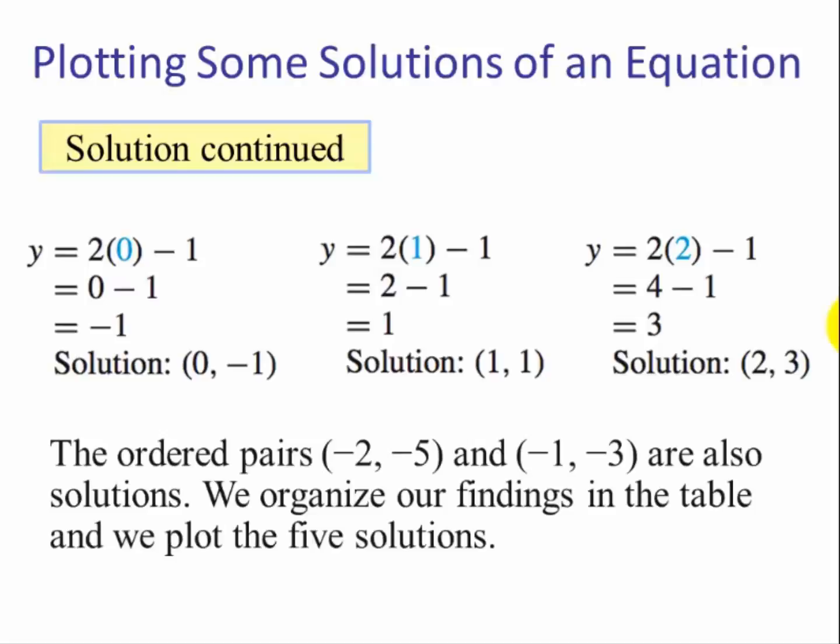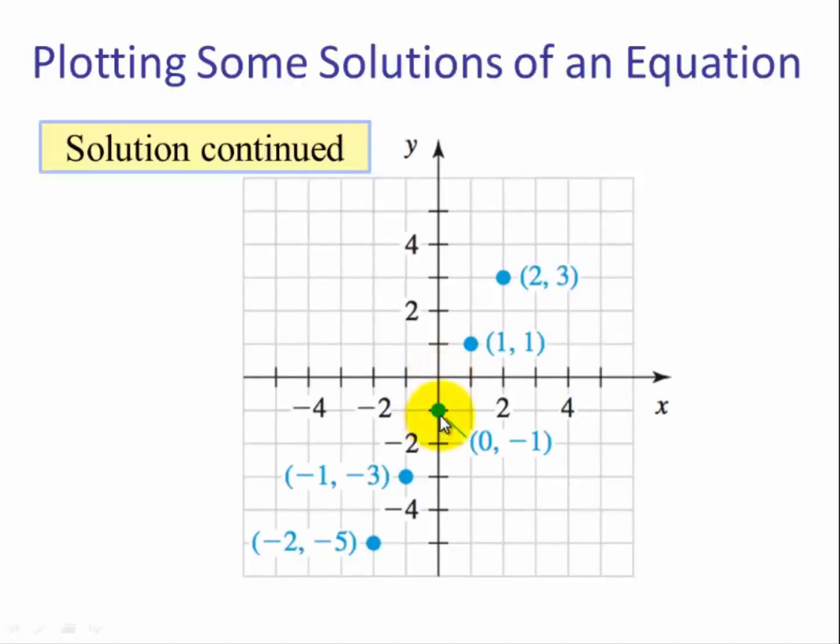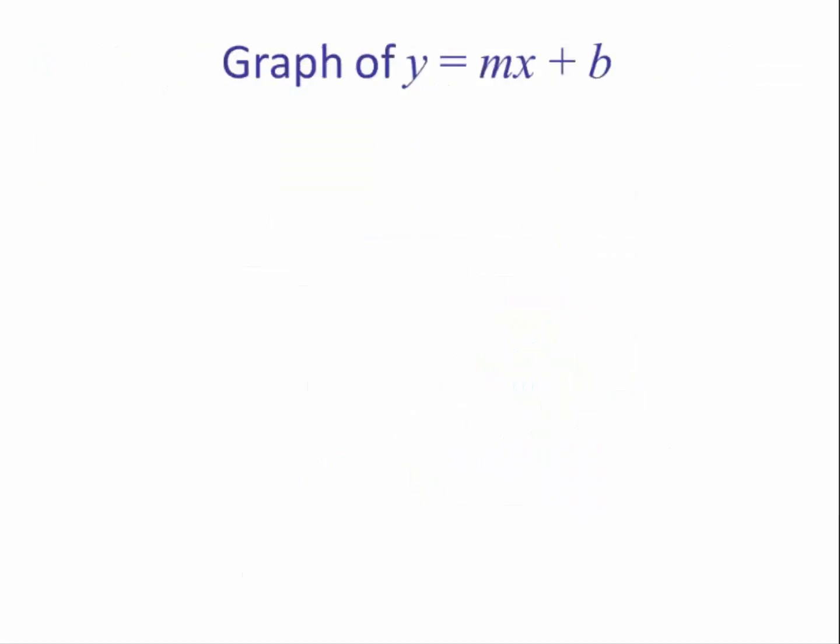The ordered pairs (negative 2, negative 5) and (negative 1, negative 3) are also solutions. We find those just like we did the previous 3, and we're going to plot these 5 solutions on a graph. So when x is 0, y is negative 1. When x is 1, y is 1. And we see that these 5 solutions will make a straight line. So any equation that's in the form y equals mx plus b, the solution set will always be a straight line.